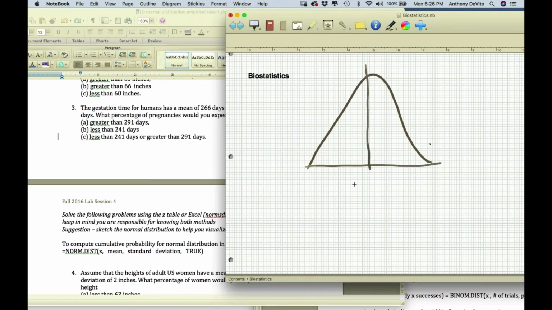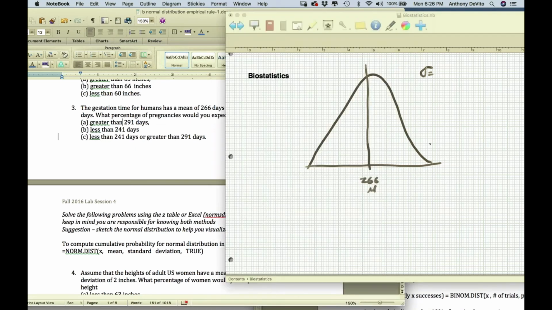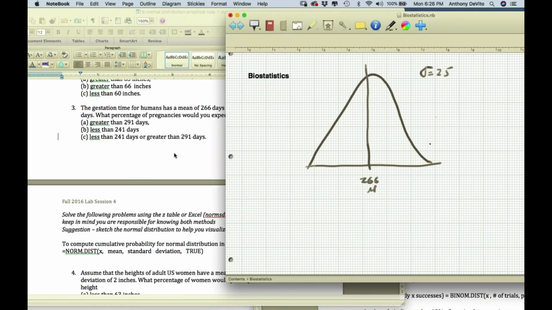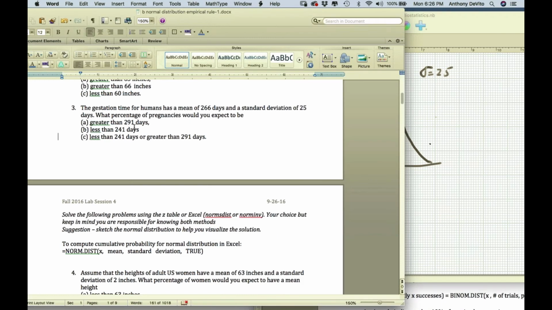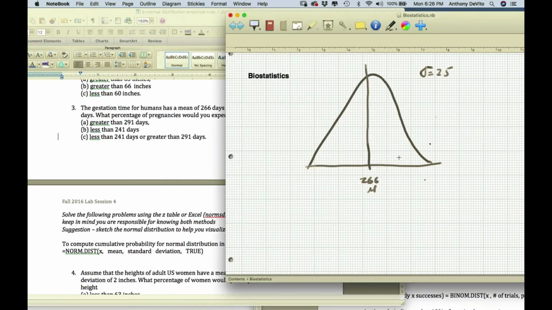So the mean is 266, which is mu. And our standard deviation, sigma for the population, is 25. I'm asking you, what's the probability that we'd randomly select a pregnancy greater than 291 days? So I'm going to put 291 days over here somewhere. How many standard deviations above 266 is 291? How would I figure that out? 291 minus 266 is equal to 25, so it's one standard deviation above the mean.